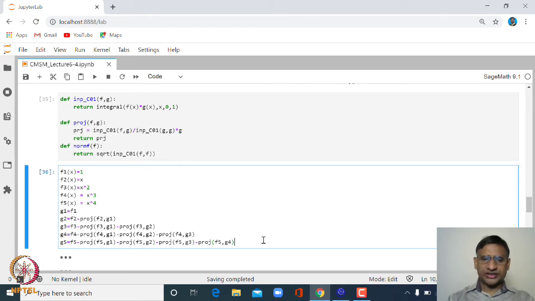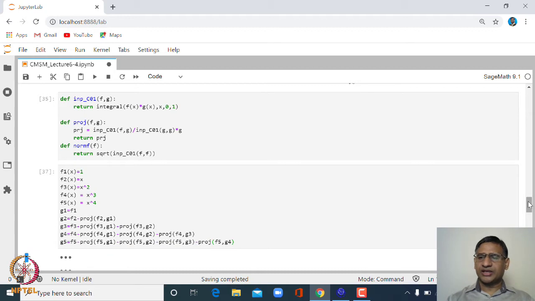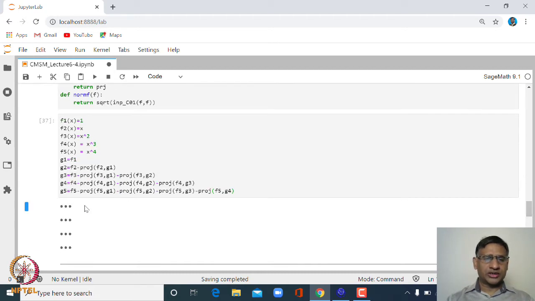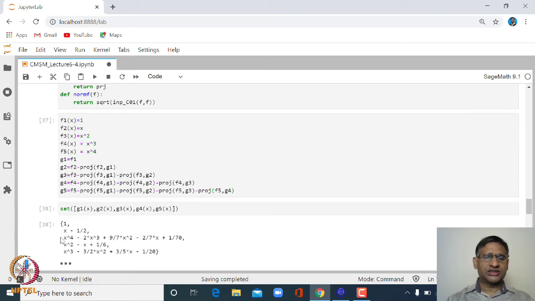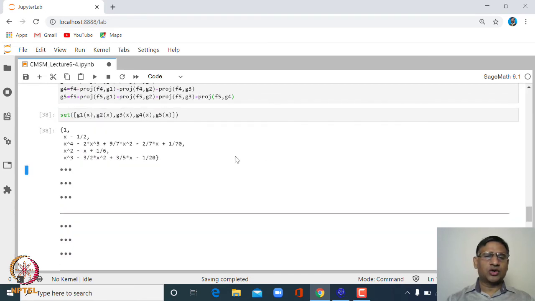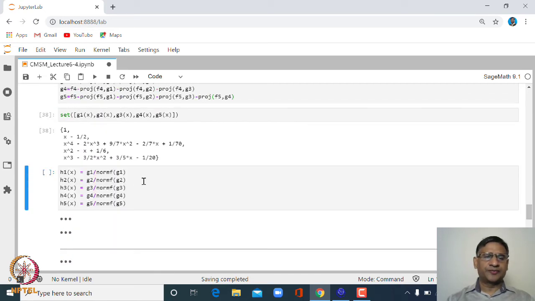So let us execute this, and let us also try to plot the graph of these functions. So let me first show what these functions are which are obtained: 1, x minus half, x to the power 4 minus x cube, and so on. These are the vectors. One can check that these are an orthogonal set of vectors with respect to this inner product.